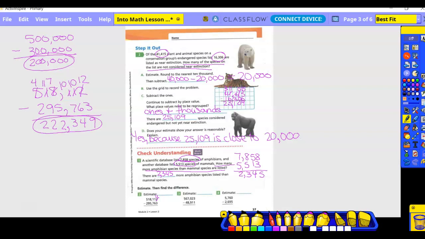Okay. Let's estimate for number 3. Is that going to be 500,000 or 600,000? 600,000. Minus, is that going to be 40,000 or 50,000? 50,000.